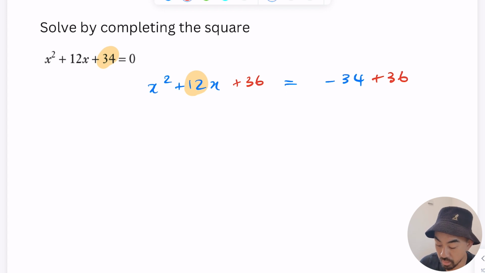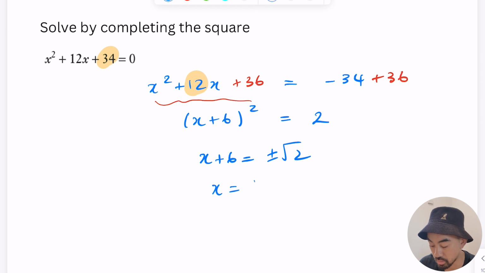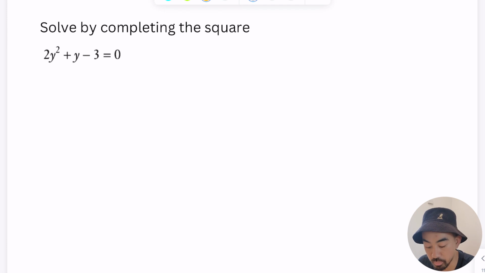Now, this forms a nice perfect square. So what goes into 36 as a square number? That's going to be x plus 6 all squared. Now, minus 34 plus 36 is 2. Now, same as before. So let's just get rid of the squared by square rooting both sides. X plus 6 is plus and minus root 2. Move the 6 to the other side. So x is equal to negative 6 plus and minus root 2. And we're done.